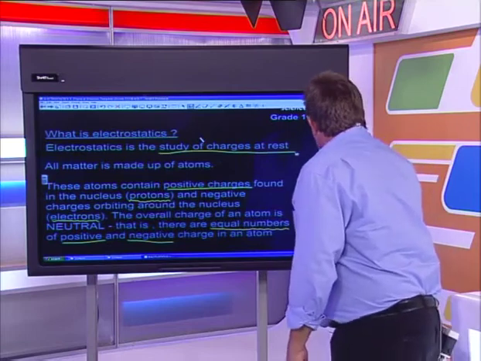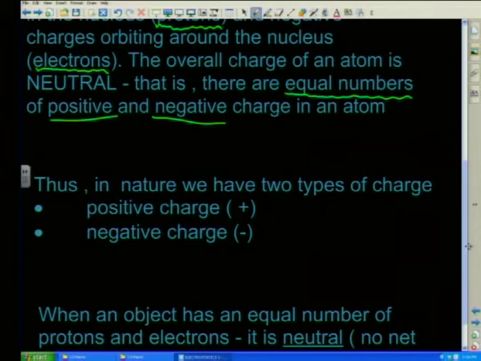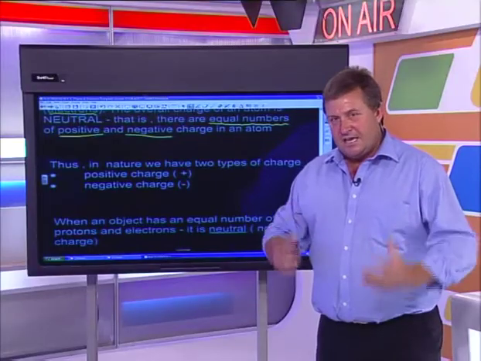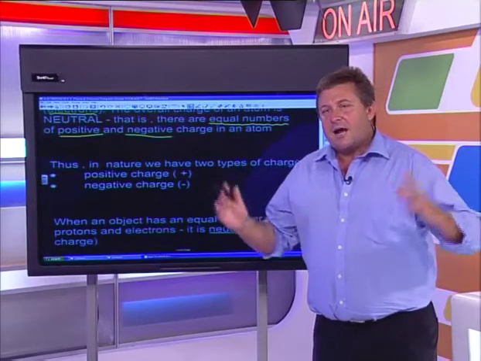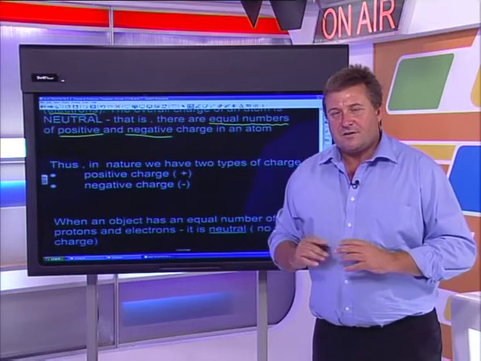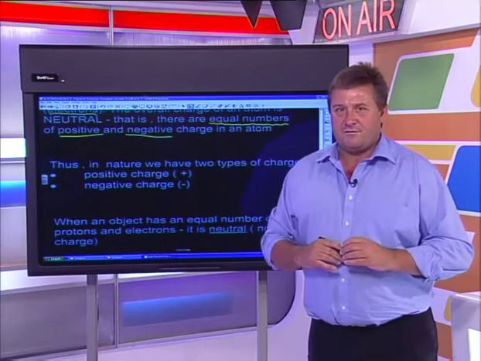Okay, right, a little bit more I've got over here. I've summarized it for you. Thus, in nature we have two types of charge, our positive charge and our negative charge. And again, to reinforce, when an object has an equal number of protons and electrons, it is electrically neutral. Okay guys, I'm sure that was quite simple. Hopefully a few of you are jotting a couple of notes down. Just make sure that you cement that knowledge, because we're going to take that knowledge going forward.